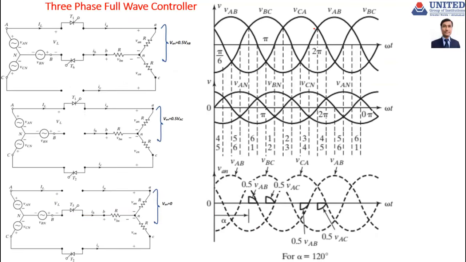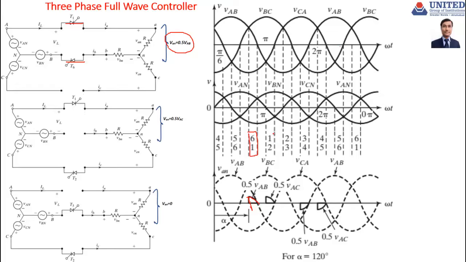So here we see that when 6 and 1 are conducting in this interval, we again get the phase voltage VAN equal to half of VAB. So we will draw similar to when alpha is 60 degrees, meaning we will draw half of the AB voltage, like this.